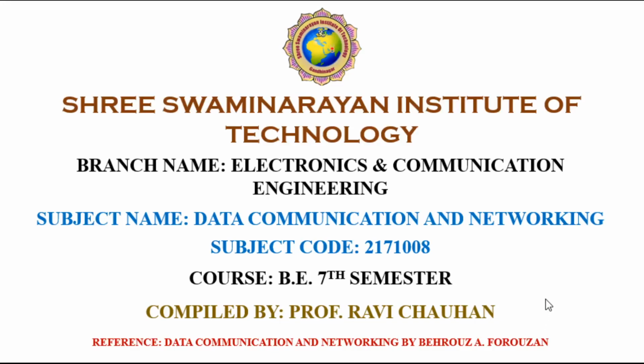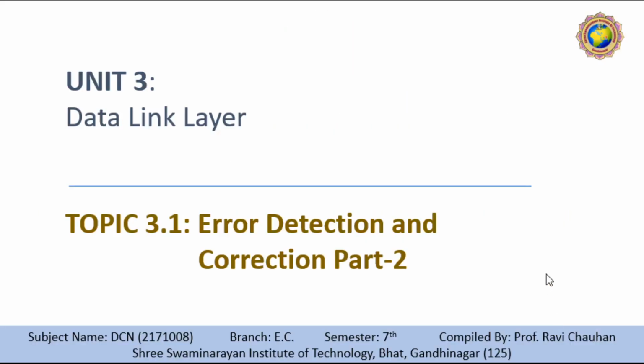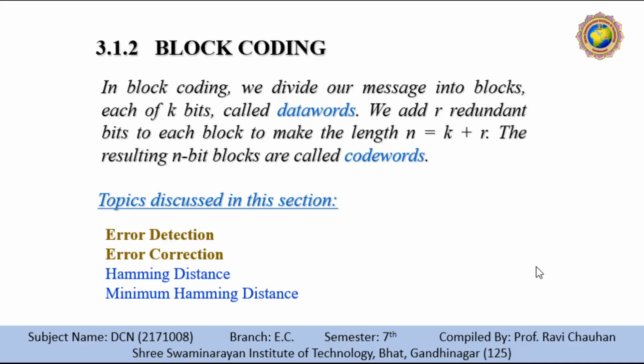Welcome to the course of Data Communication and Networking, BE 7th semester Electronics and Communication Engineering. We are discussing the data link layer, the topic of error detection and correction. We are continuing our discussion with our previous topic of block coding. Up to now, we have discussed error detection and error correction. Today, we go further with Hamming distance and minimum Hamming distance.